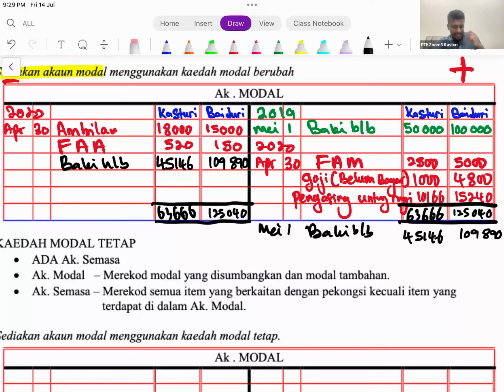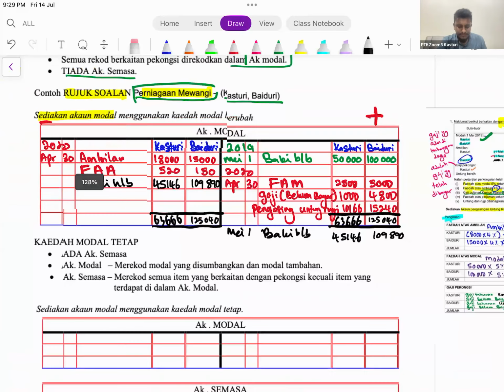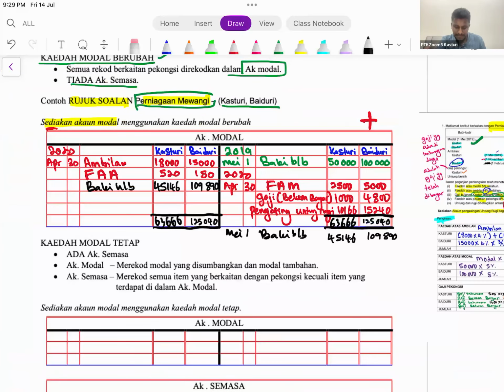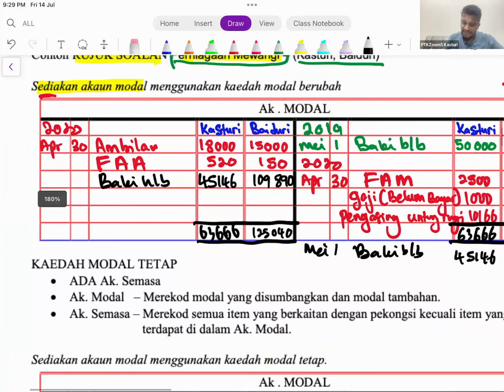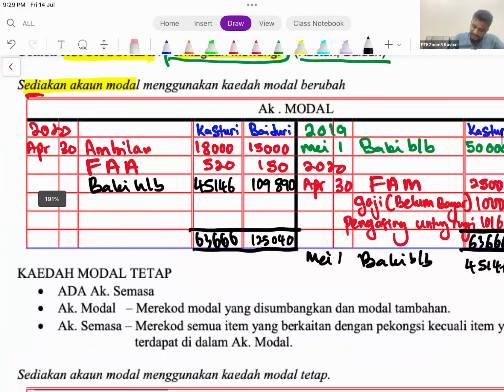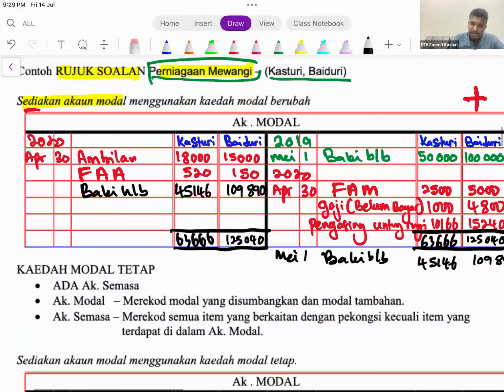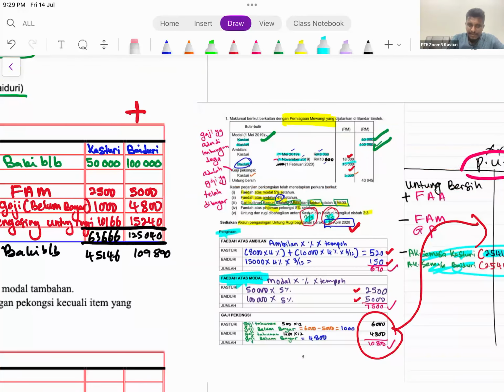Yeah. Okay. So now, there's a problem here. The main problem is, just now you calculated the faedah atas modal based on the baki account modal, which is this 50,000, 100,000. Baki account modal pada 1 Mei.